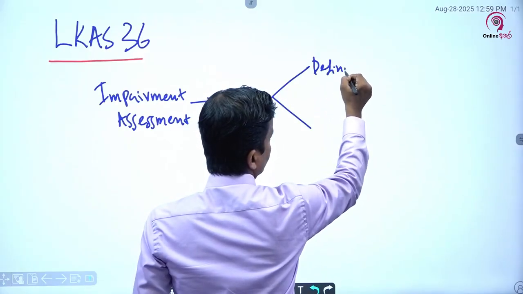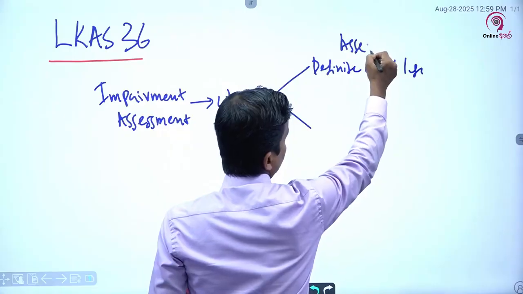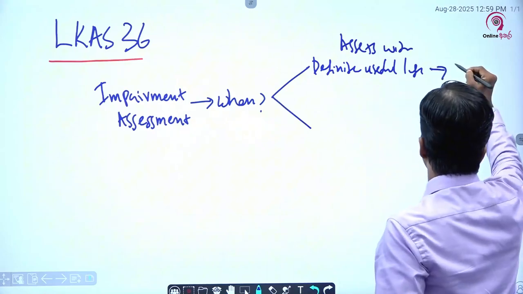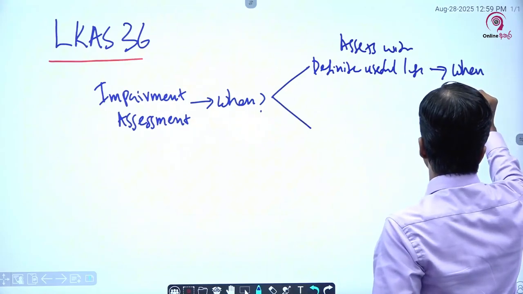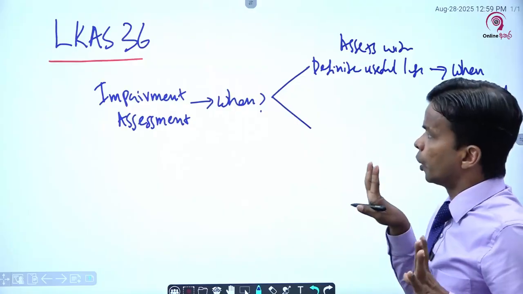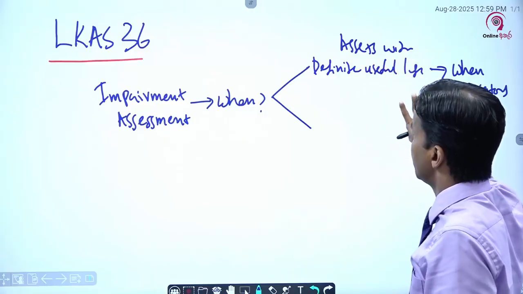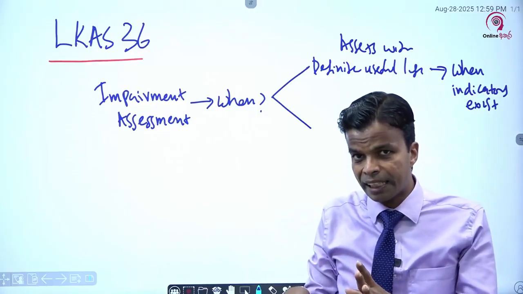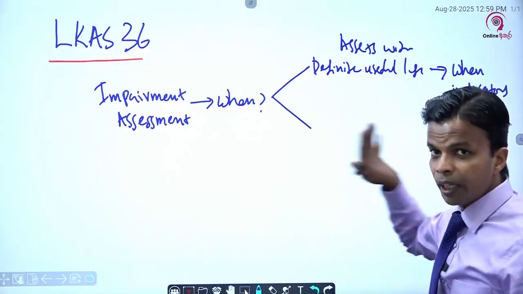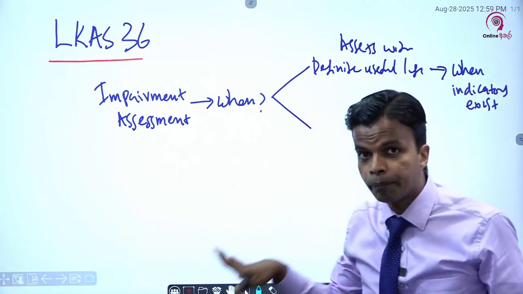Definite, right, assets with definite useful life, when indicators exist, so you do an impairment assessment. Before you do an impairment assessment, ask whether it's an asset with indefinite useful life. If I'm talking about a non-financial, non-monetary, non-current asset with a definite useful life, yes, I should do an impairment assessment only if there are any impairment indicators.